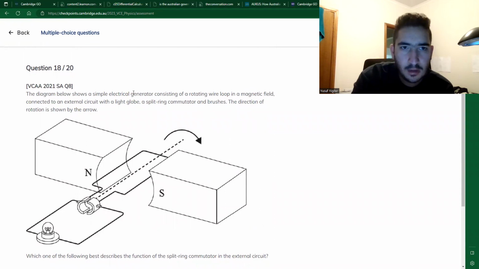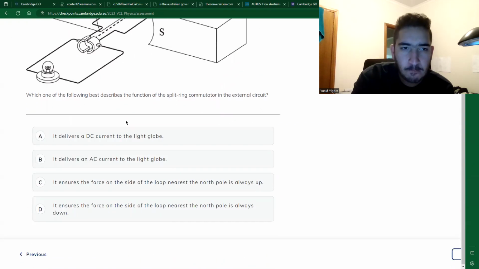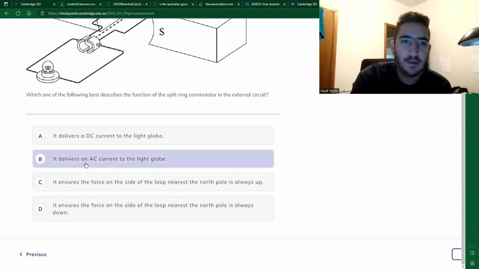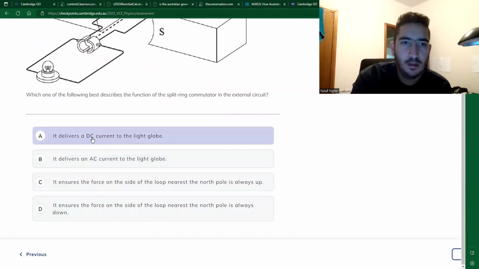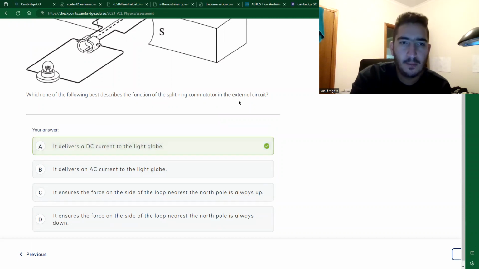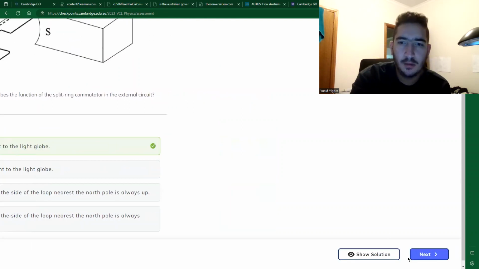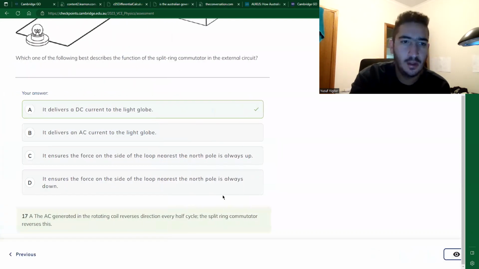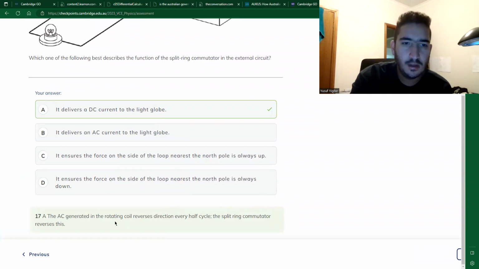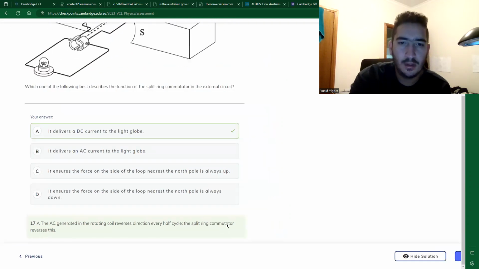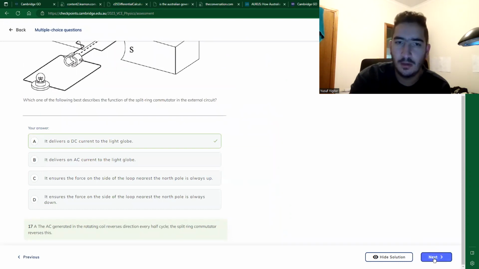But it says generator. Wait, what? I'm getting confused. I don't think it's AC. Could be DC. Delivers a DC current to the light globe. Okay, it is that one, but that was kind of a wild guess. AC generated in the rotating coil reverses direction every half cycle. The split ring commutator reverses this. Okay, you could just say the split ring commutator does not do it. It's just a DC. All right.